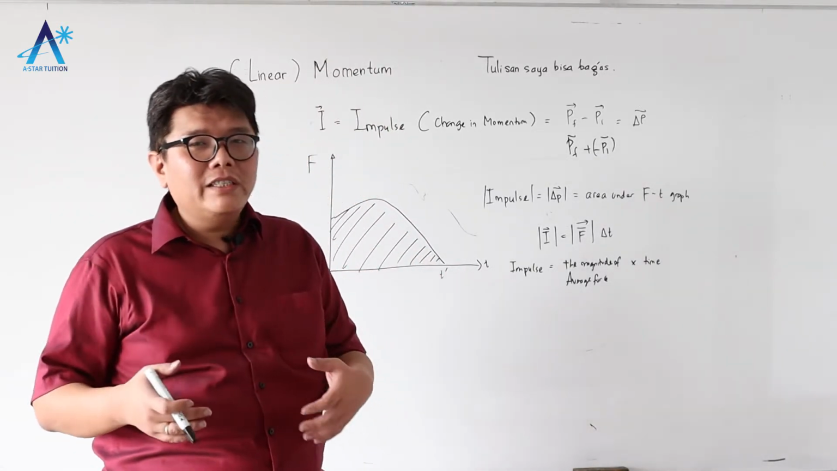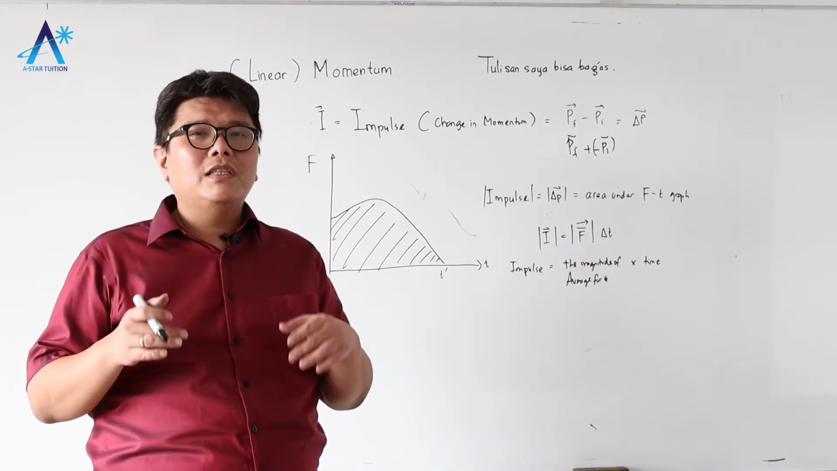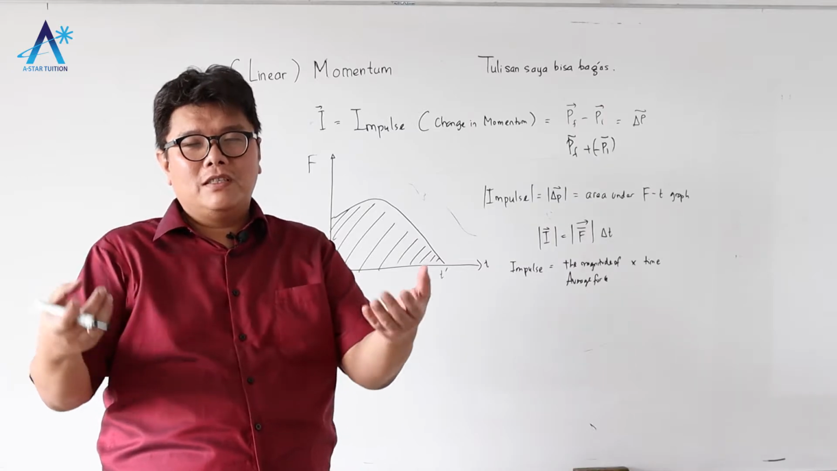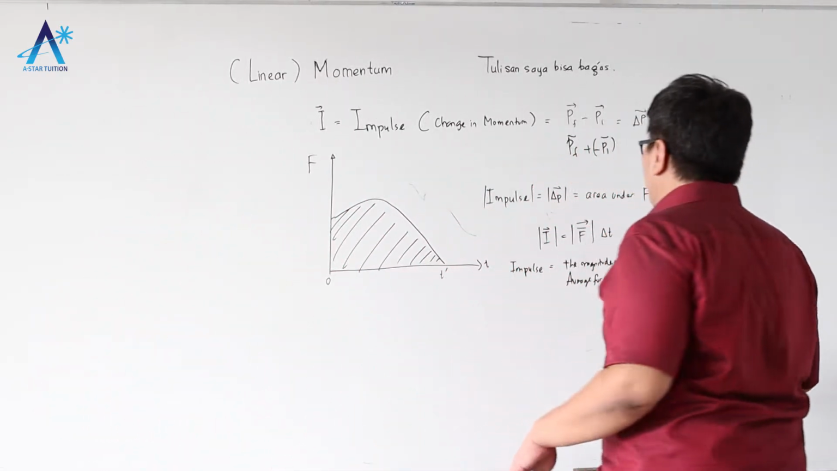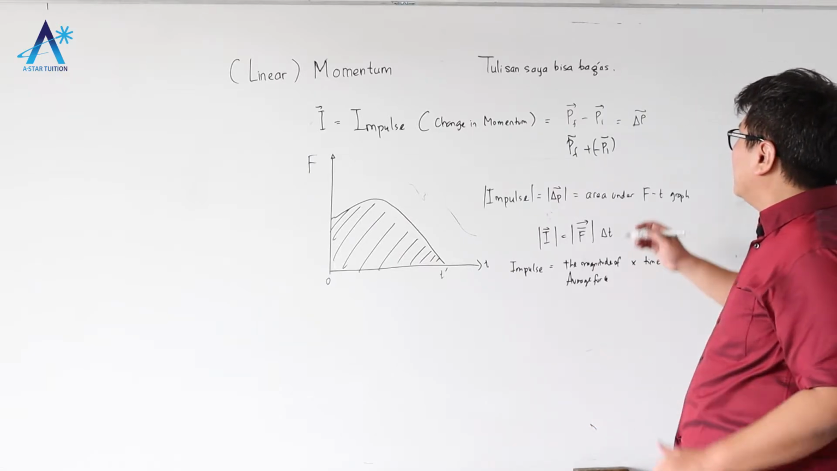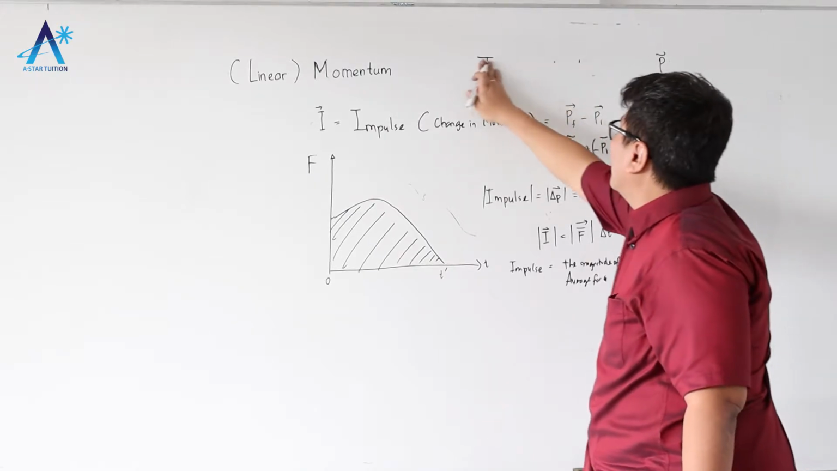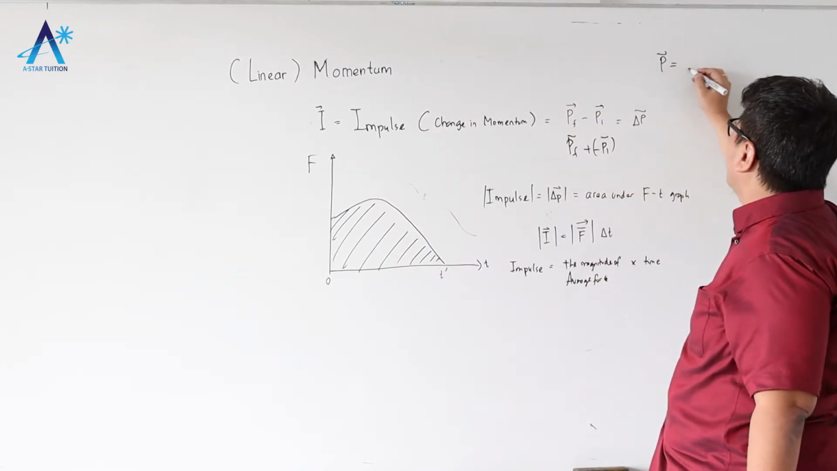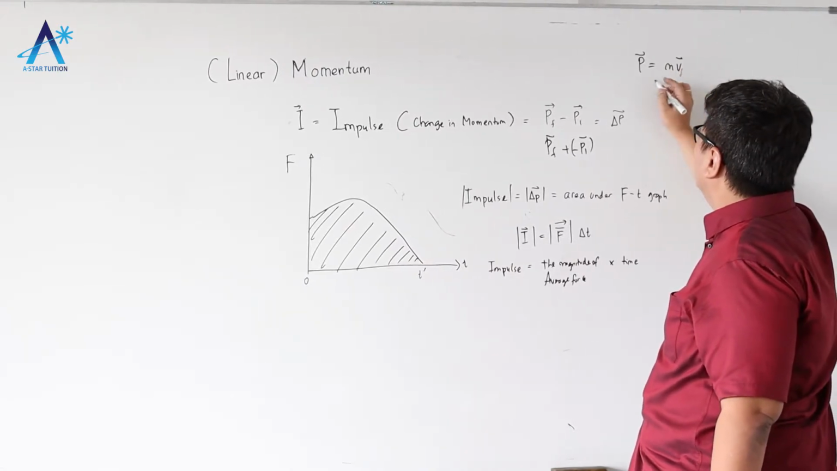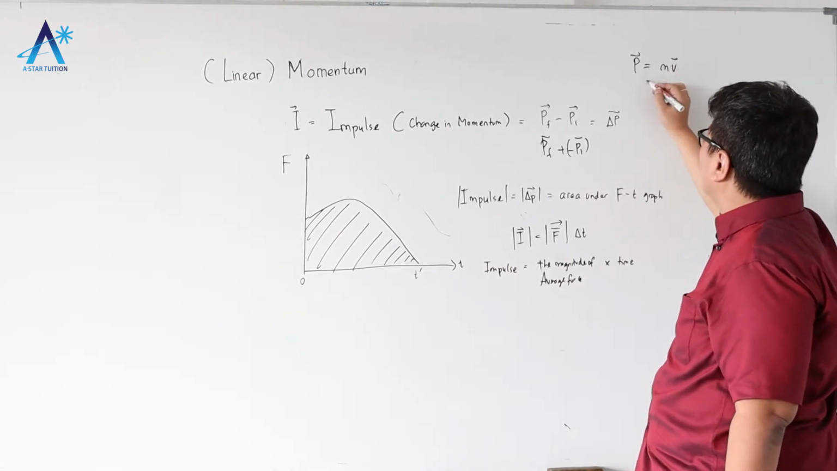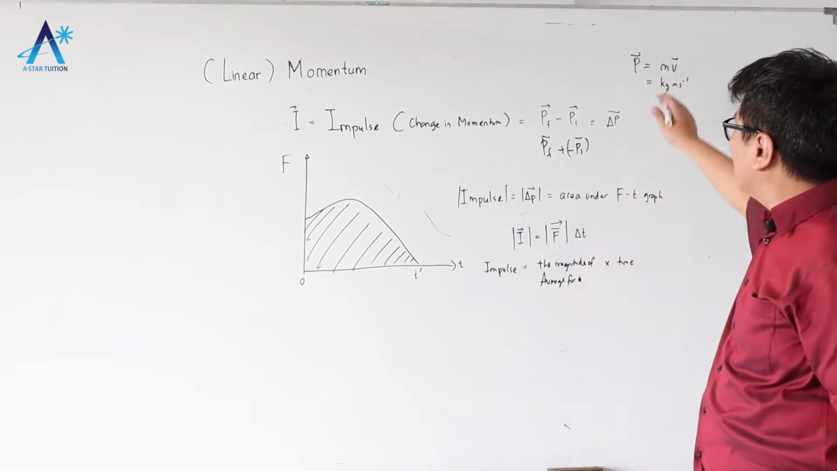Because remember, the change in the quantity means how much the quantity has changed. So it should have the same unit as the quantity itself. Now, indeed, that's the case. So remember, the momentum has a unit of what? Momentum is P equal to mv. So m times v. The formula is mv, but the unit is kilogram meter per second. So change in momentum is also that.